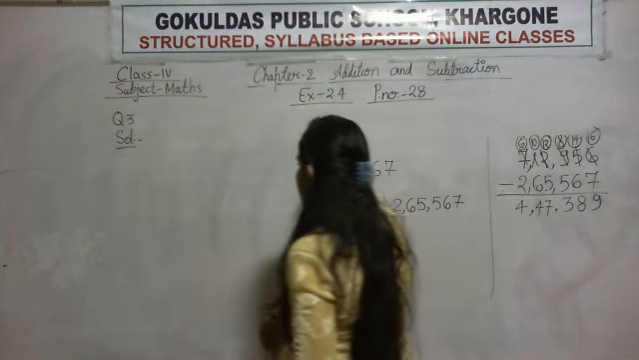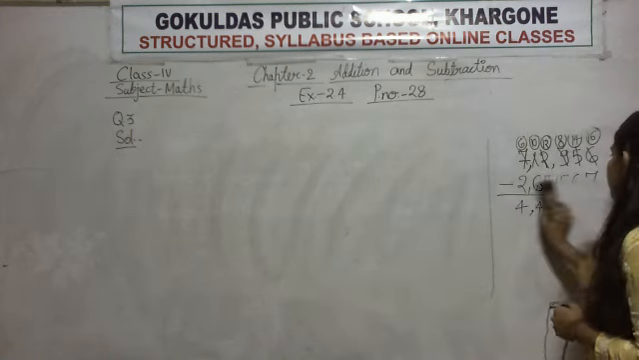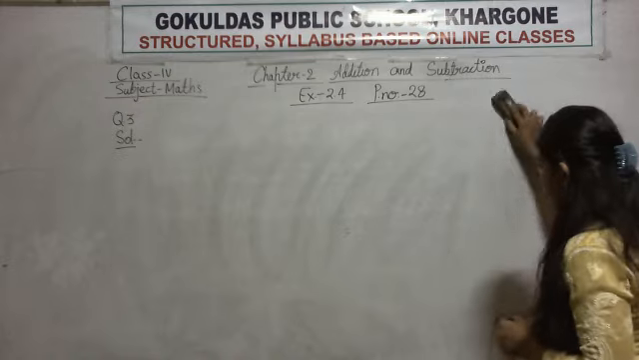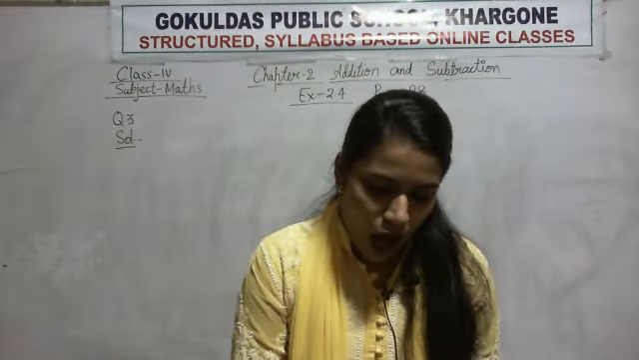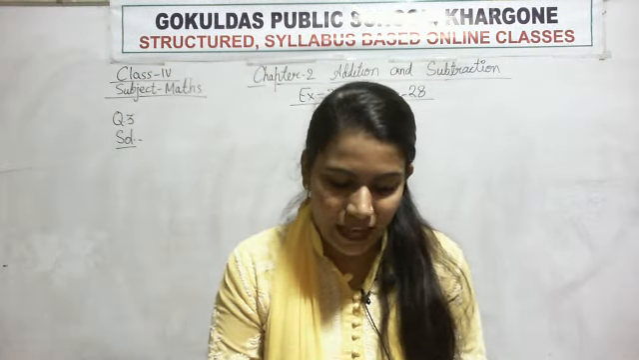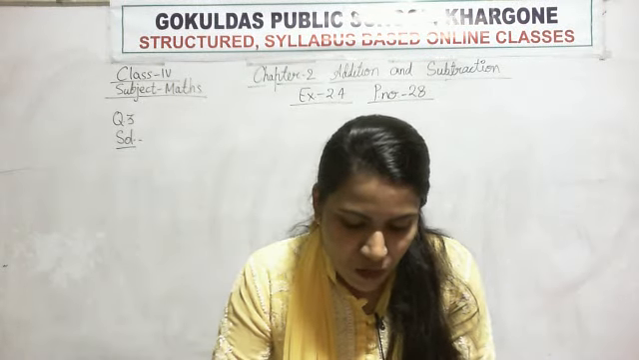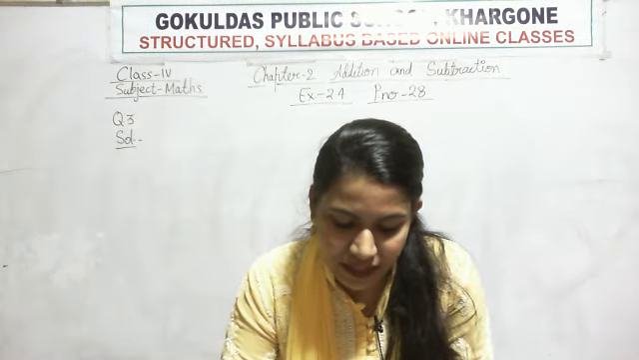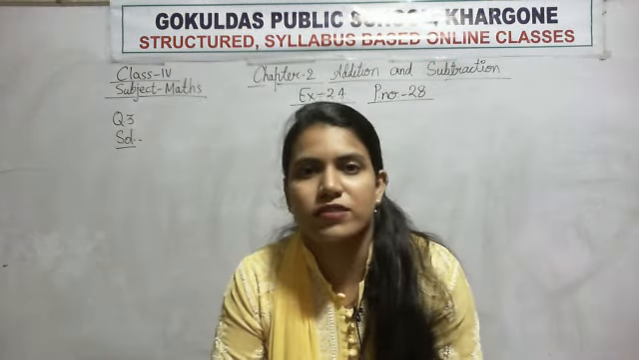Now let's solve the next word problem, that is word problem number 4. Read. Out of 5,26,438 people who visited Goa last year, 12,560 were Indian visitors. How many were foreign tourists? Okay.